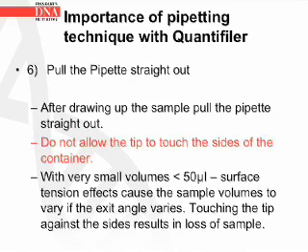Number 6. Pull the pipette straight out. After drawing up the sample, pull the pipette straight out. Do not allow the tip to touch the sides of the container. With very small volumes that are less than 50 microliters, surface tension effects cause the sample volumes to vary if the exit angle varies. Touching the tip against the sides results in the loss of sample.